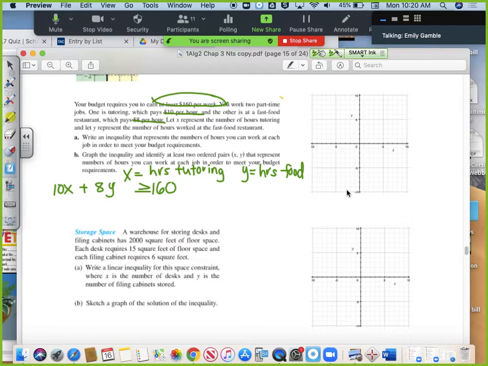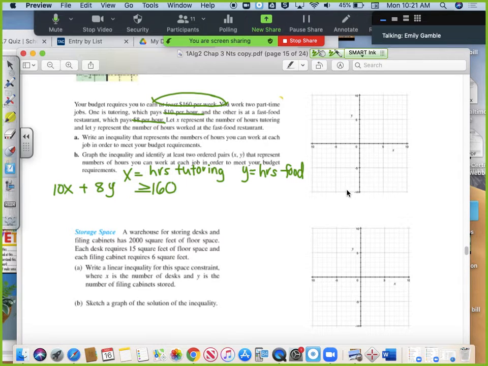So the inequality that I have right now is 10x plus 8y is greater than or equal to 160. The 10x term represents how much I make while I'm tutoring times how many hours I'm tutoring, plus how much I make while at the restaurant times how many hours I'm there. And altogether, that sum must be at least $160 total per week.